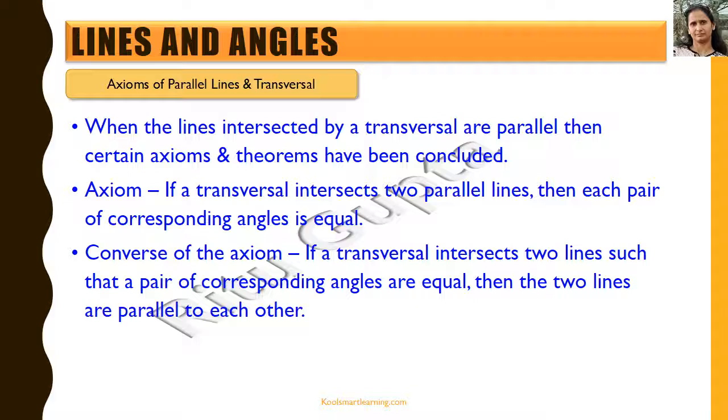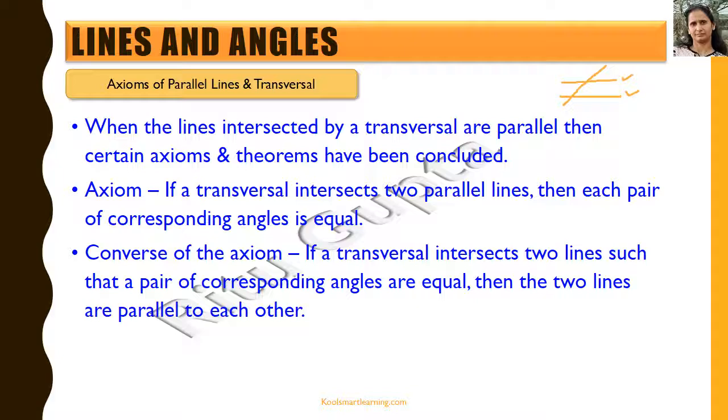Now let's talk about the axioms related to parallel lines and transversal. In the last discussion, we were talking about any two lines being intersected by a single line at two distinct points, which is called a transversal. But now we are saying that if the two lines intersected by the transversal are parallel, then we have a few axioms which will always be true.